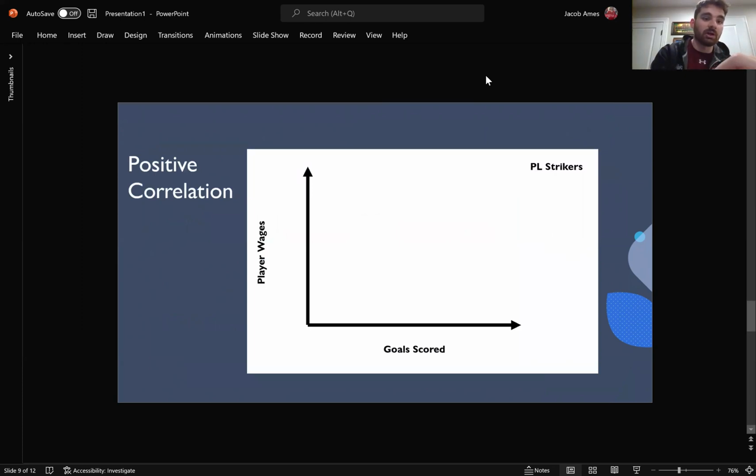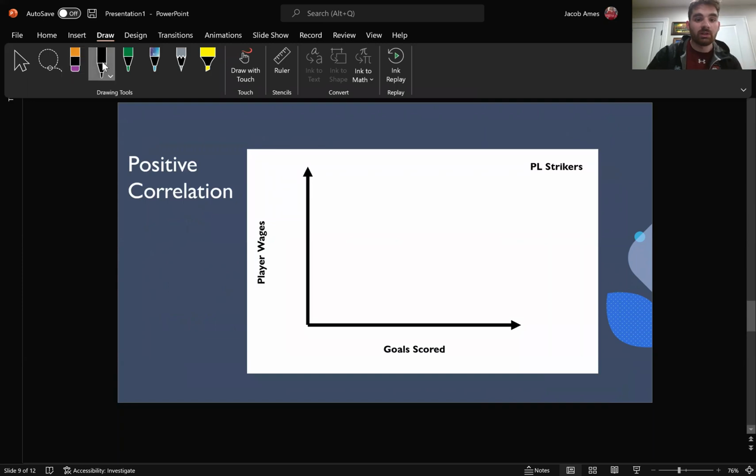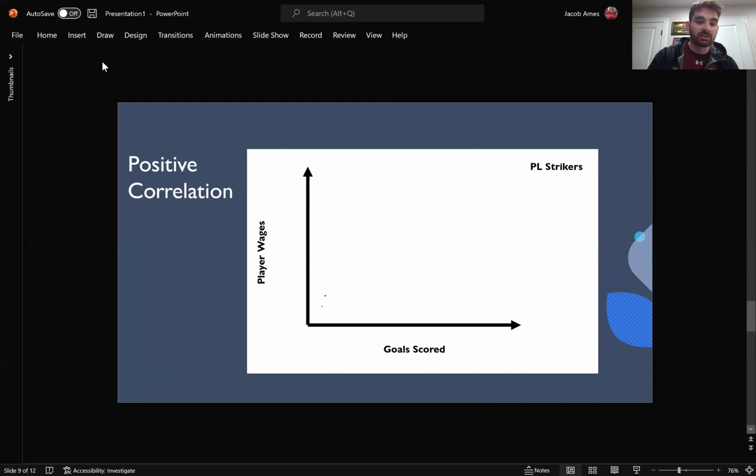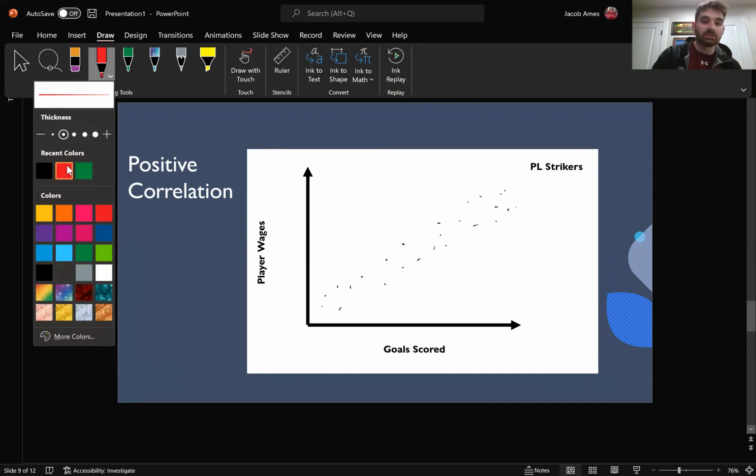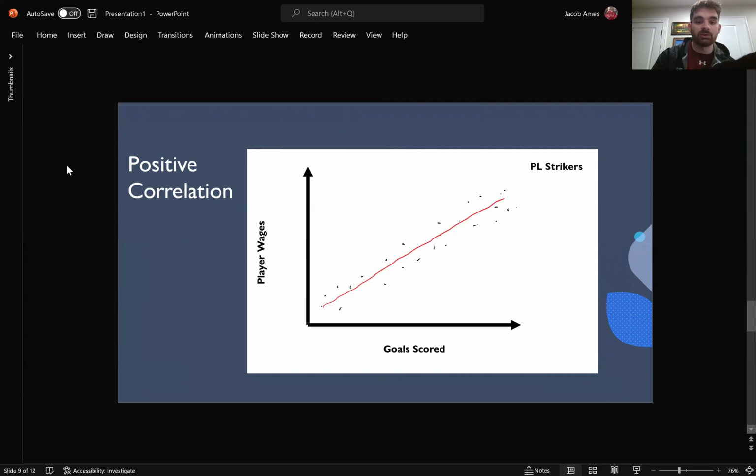So when we're discussing a positive correlation, this is when both variables continue to increase. If we're looking at the player wages and the goals scored of Premier League soccer strikers, typically players who are paid less might score fewer goals versus strikers on larger teams. They might score more goals and get paid more money. And so once again, this would be a positive correlation because when we have our line drawn, both continue to increase as continuous variables.